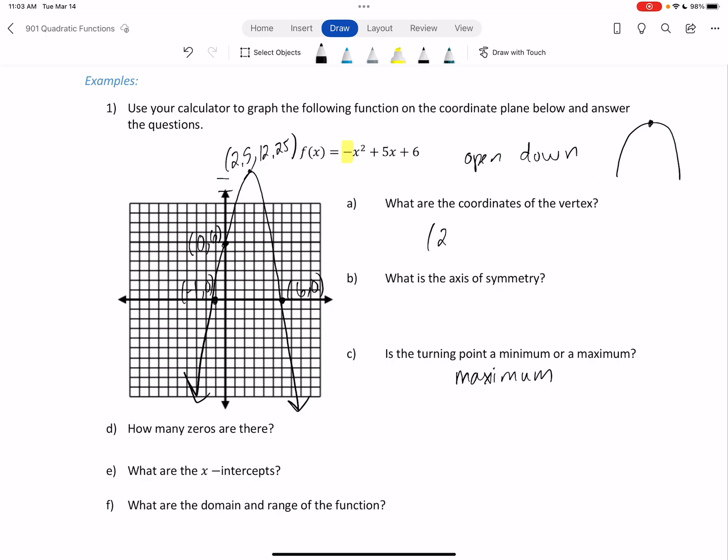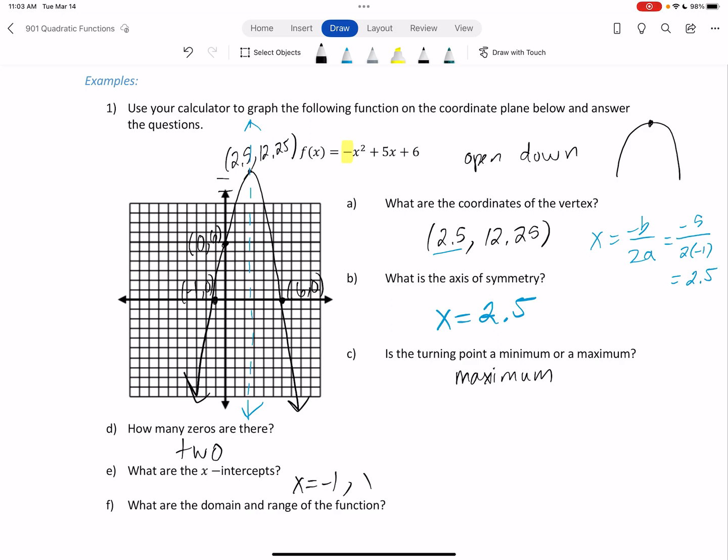What are the coordinates of the vertex? 2.5, 12.25. You could also find that using x equals negative b over 2a. So x equals negative 5 over 2 times negative 1. That's how we get 2.5 for that x value. What is the axis of symmetry? x equals 2.5. If we draw the axis of symmetry in here, it's this line at 2.5 where the graph is symmetric. How many zeros are there? I can see that this crosses the x-axis in 2 places, so there are 2 zeros. What are they? x equals negative 1, x equals 6. Or as points, negative 1, 0, and 6, 0.